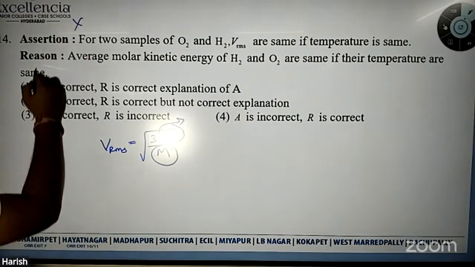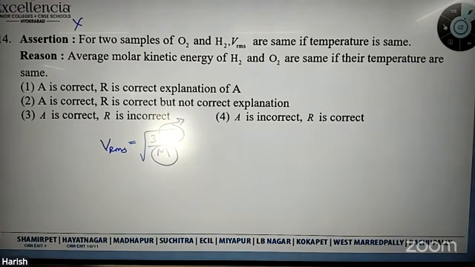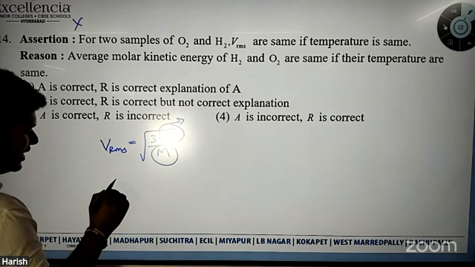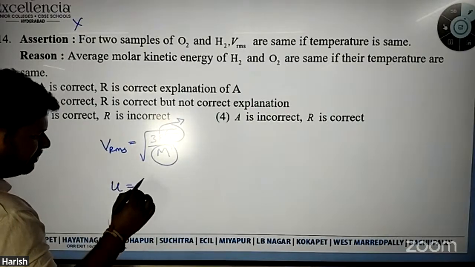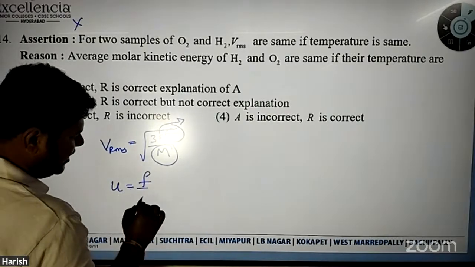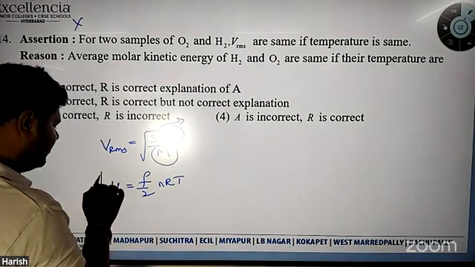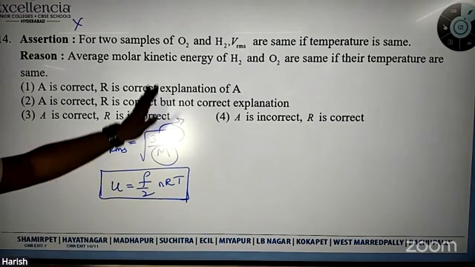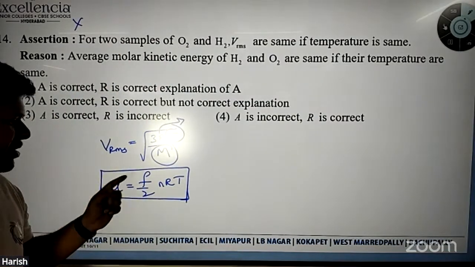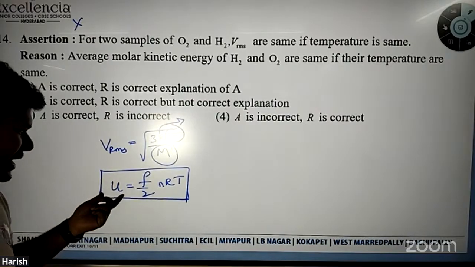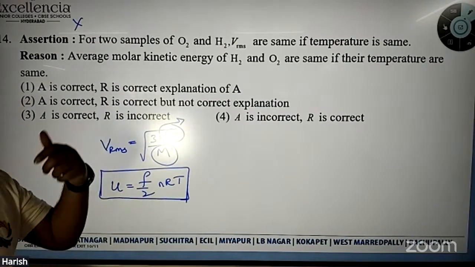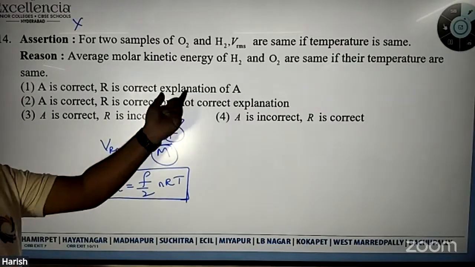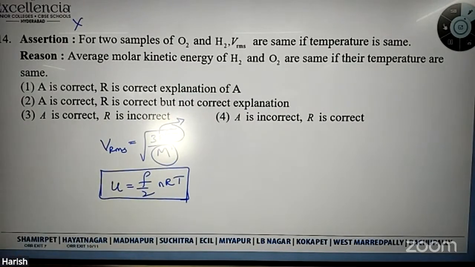So this assertion is wrong. And look at this reason: average molar kinetic energy of H2 and O2 are the same. See, the kinetic energy or internal energy of a gas is given by f by 2 nRT. We are all aware of this formula in KTG. Both are diatomic, so f is the same, and at the same temperature, the internal energy is the same. Internal energy is nothing but kinetic energy only. So kinetic energy is the same for both H2 and O2 at the same temperature. So the reason is correct, but the assertion is wrong.